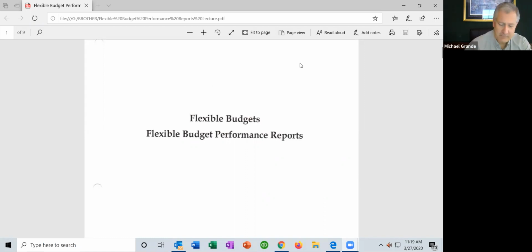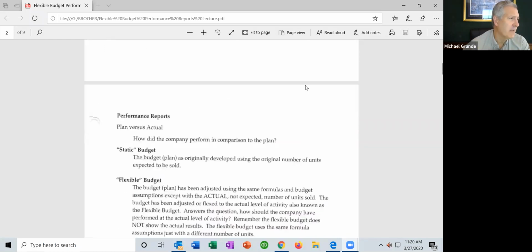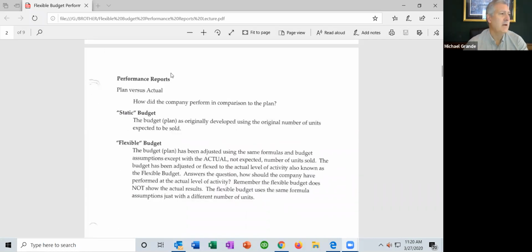What we're going to do now is prepare a performance report. And a performance report is a comparison, once again, a comparison between the plan, the budget, and actual results. How did we do in comparison to how we thought we were going to do? So what we had previously prepared in chapter 22, preparing budgets, was a static budget, the planning budget.